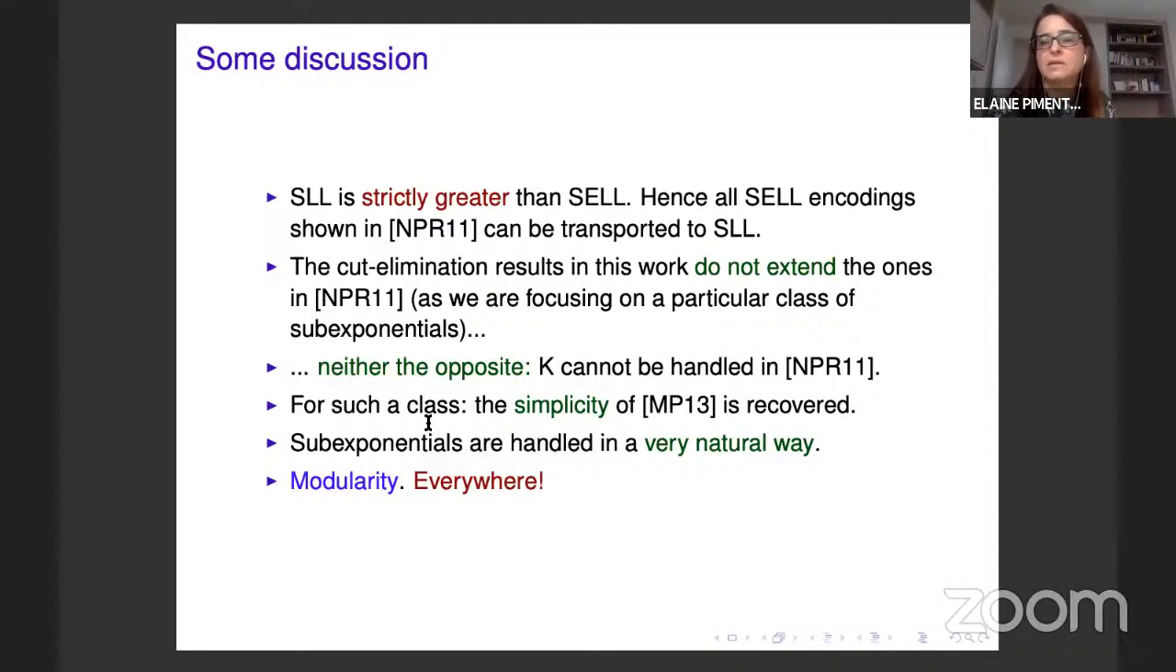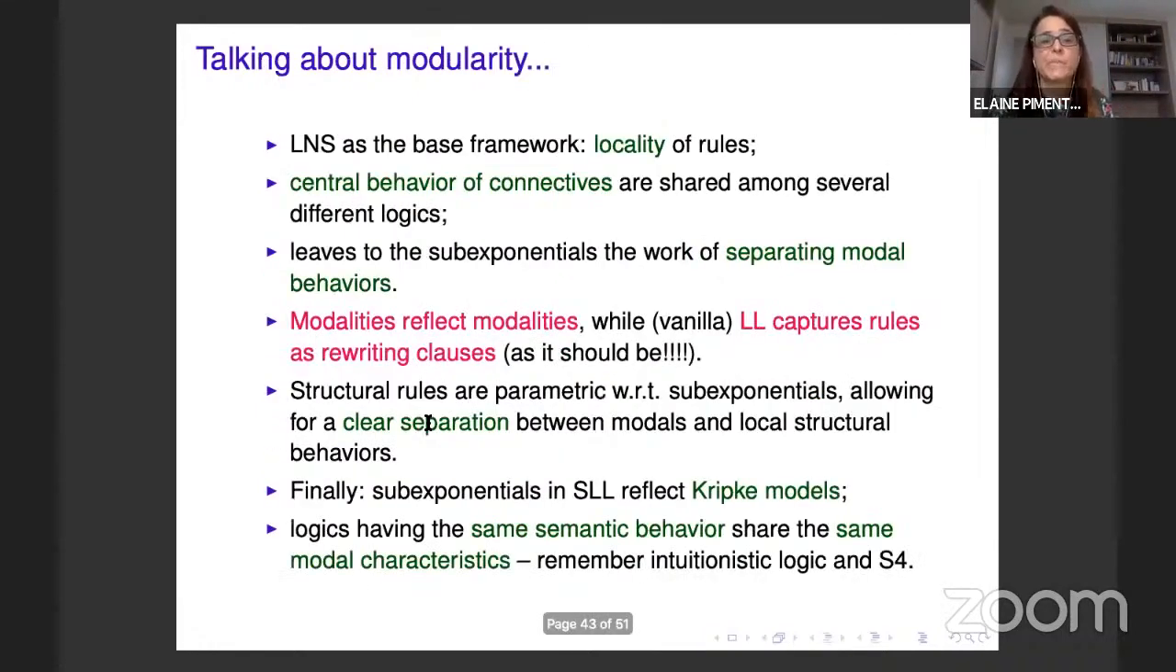And you use things in a very natural way. So the key thing for the paper is modularity, and it's everywhere. It's in the object level, it's in the meta level, it's in the encodings, everywhere, okay? And talking about modularity, we're only able to do that because we really moved beyond, let's say, sequence systems. So linearity and the locality of rules are really the key for having all this modularity.